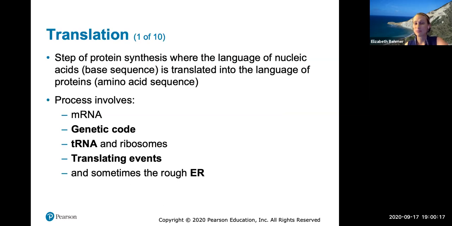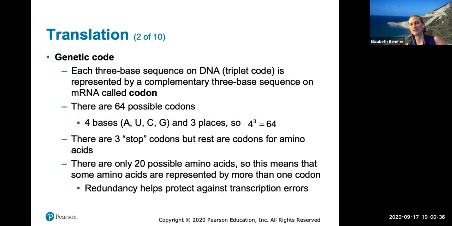Translation is just the step of protein synthesis where we take that messenger RNA strand and we turn it into protein. So it involves messenger RNA, a genetic code, transfer RNA and ribosomes, other translating events, and sometimes the rough endoplasmic reticulum that helps more in the protein synthesis. So the genetic code is again a 3-base sequence of DNA. We call it the triplet. On the messenger RNA, it's called a codon. There's 64 possible codons. These are the 4 bases, and there's 3 different places that the bases could go on. So that's how we get 64 possible codons.